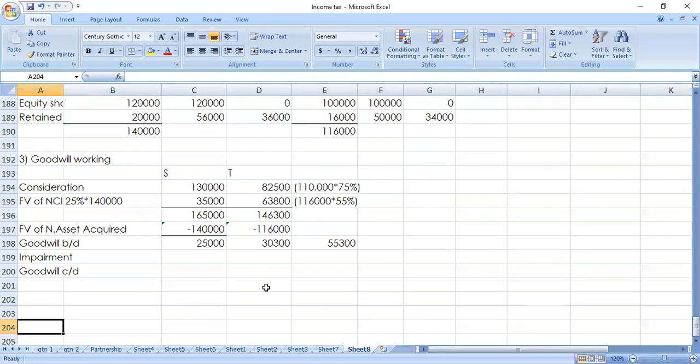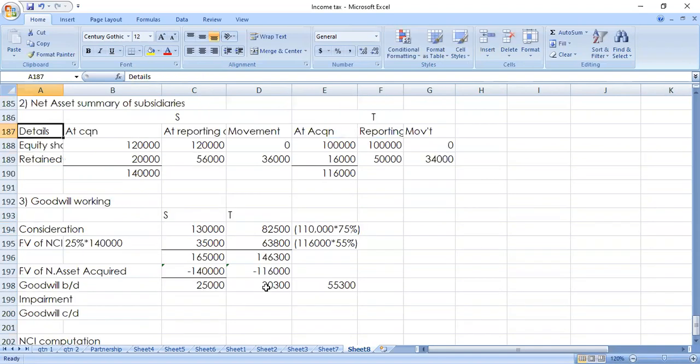Now, of course, there are other workings, but let's go to the NCI working. That's why it changes. NCI computation. For group retained earnings, you get it like it is here. You bring the share from subsidiary 1. Then you also bring the share from subsidiary 2. All these are profits. You're consolidating, you're adding them together.